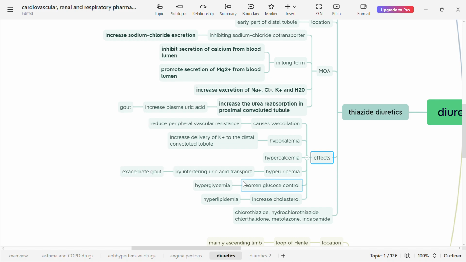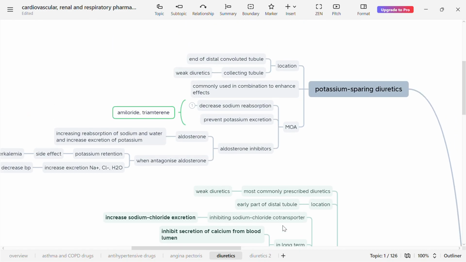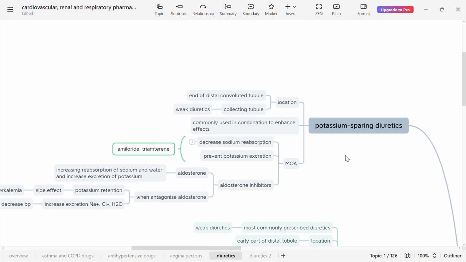And then another effect is worsened glucose control, which causes hyperglycemia, and also hyperlipidemia, which is caused by an increase of cholesterol. Some examples of thiazide diuretics are chlorothiazide, hydrochlorothiazide, chlorthalidone, metolazone, and indapamide. And moving to the last one, we have potassium-sparing diuretics.